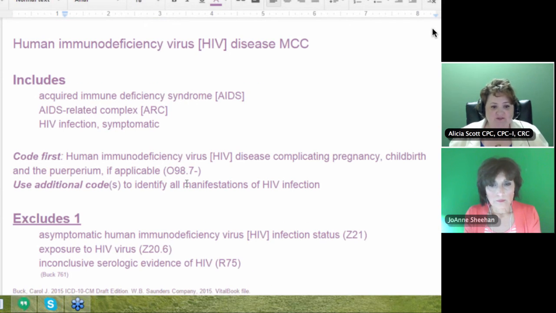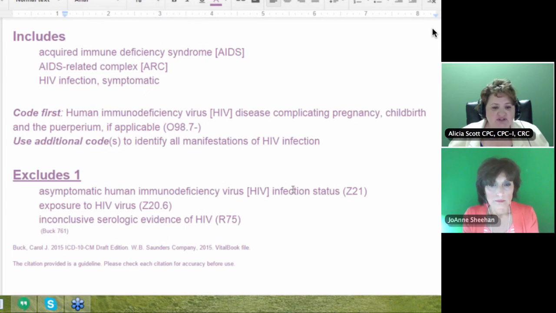Also, if the person has the HIV, there's a little note about pregnancy, and then it says additional codes to identify all manifestations of the HIV infection. So if that particular scenario I told you about earlier is a test question, then you're going to code the PCP, that particular type of pneumonia. You're going to have the B20, and then you'll have the PCP code.